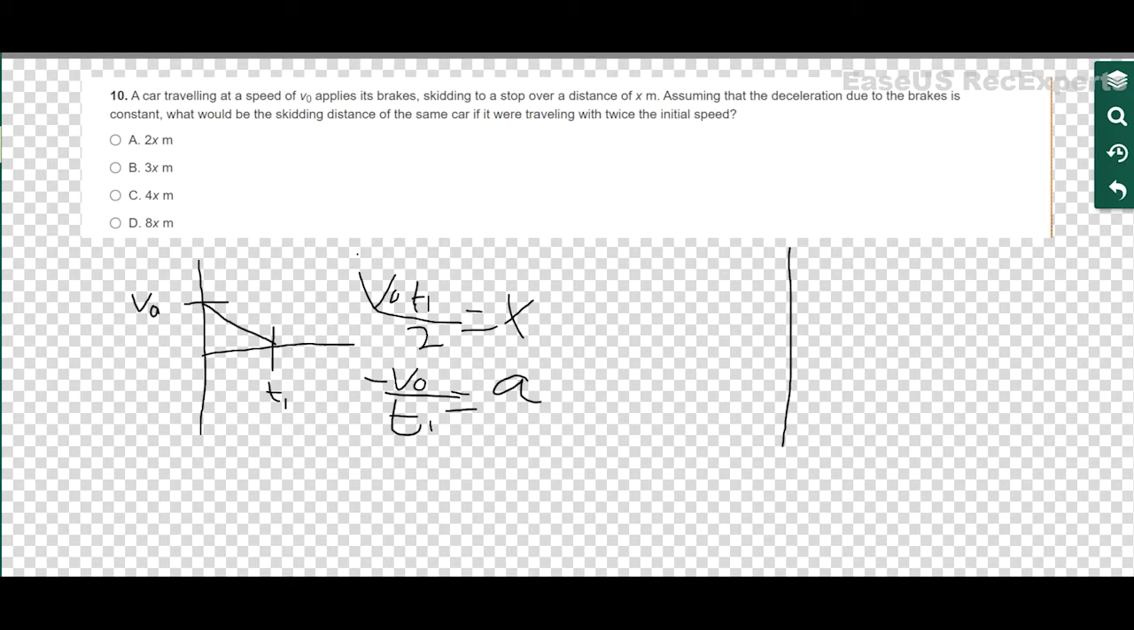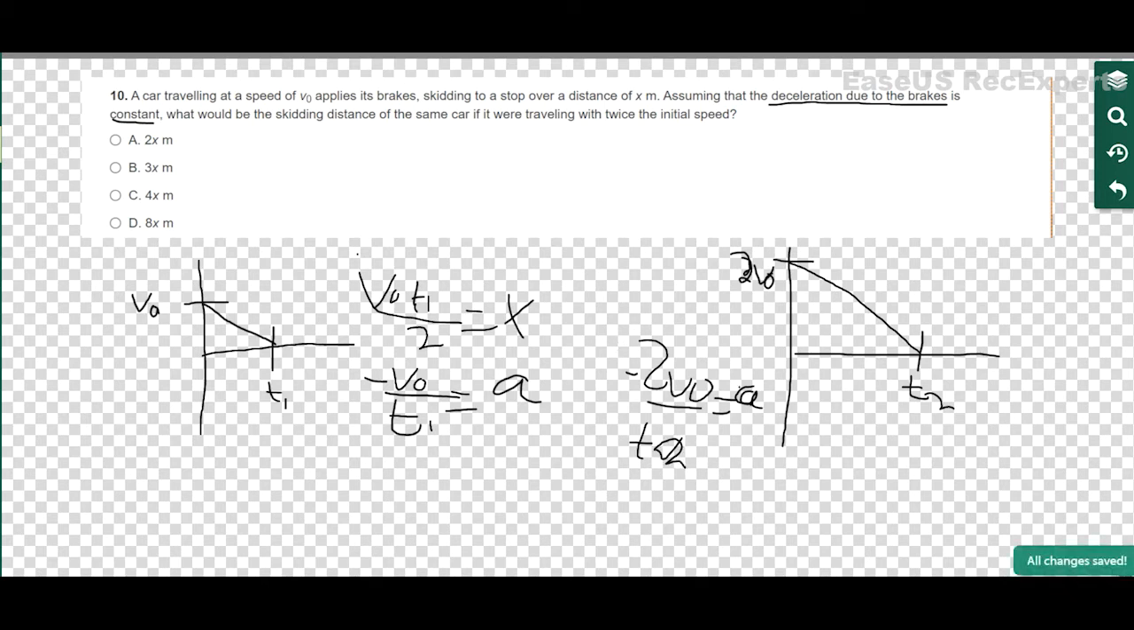Now let's draw another one with the initial velocity being twice the original. So we put that at 2 times V initial, and then we set this equal to T2. Now we're going to solve for T2. Because we know that the deceleration is constant, you're going to have negative 2 V initial over T2 equal to A. So your T2 is that.